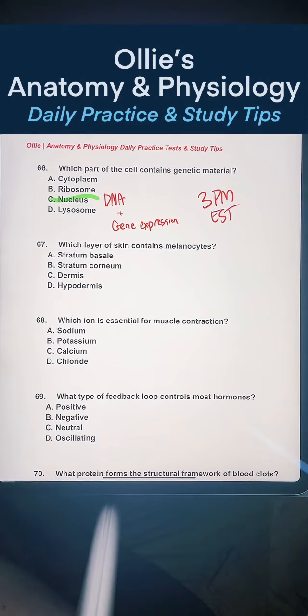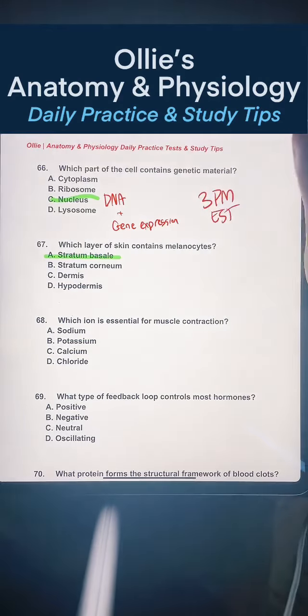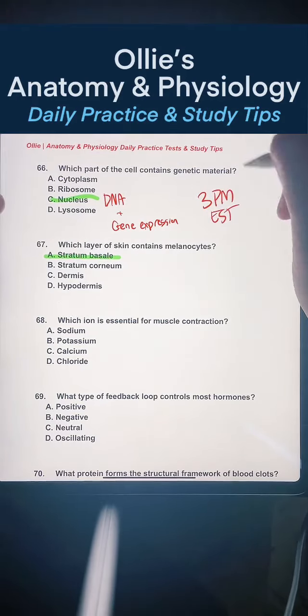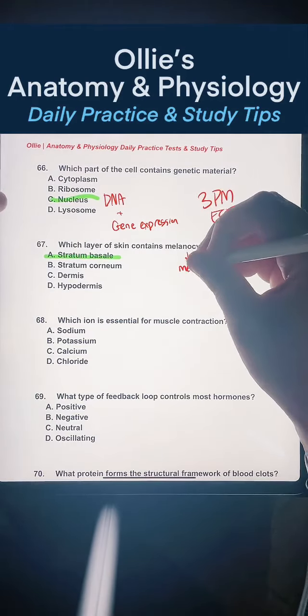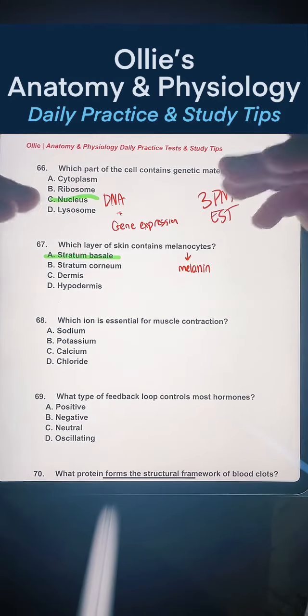Number 67, which layer of the skin contains melanocytes? The answer choice is A. It is the stratum basale layer. Melanocytes are what produce our melanin, which is the skin pigment. It gives us our skin colors.